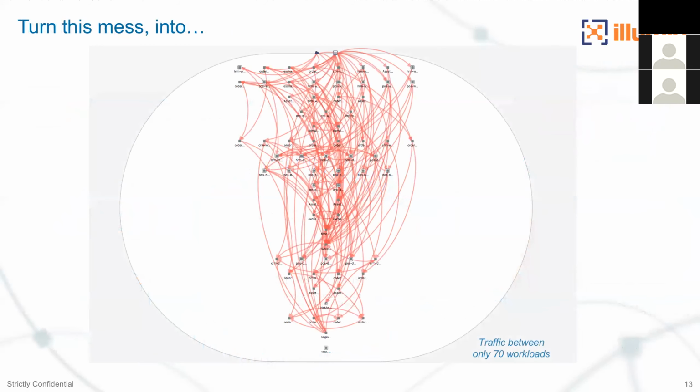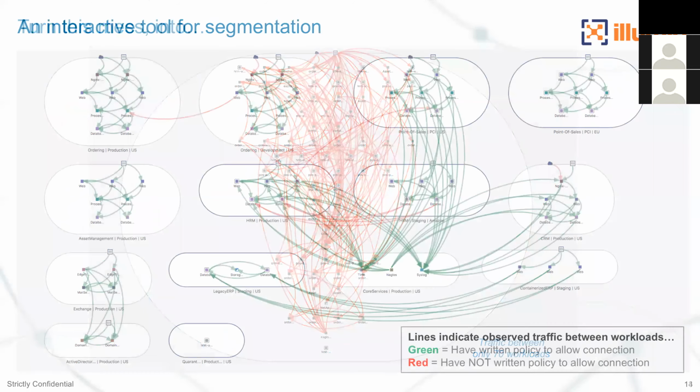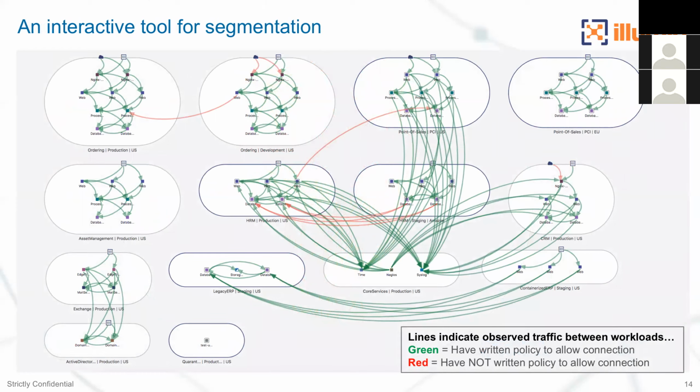So basically what this does, it takes that mess we were looking at before, and it really builds you up that interactive tool for segmentation. We're now in this view. The only difference between this messy view and this more organized one is the labeling. I've taken my label information, and now I'm grouping my servers by 3 out of those 4 labels. So here on the top left is my ordering application in my production environment in my US data center.